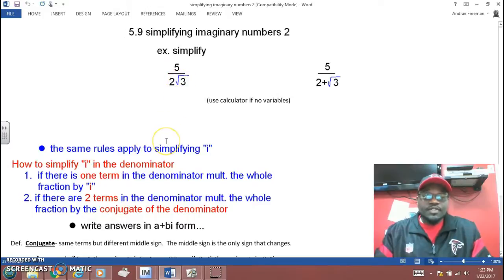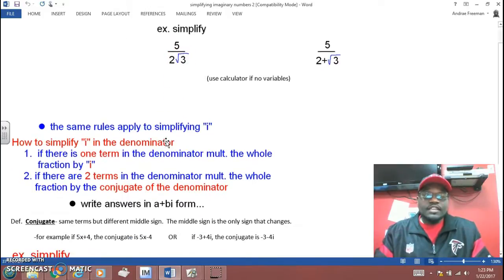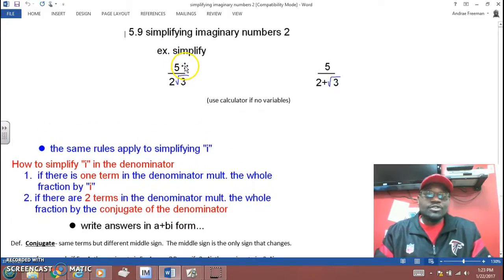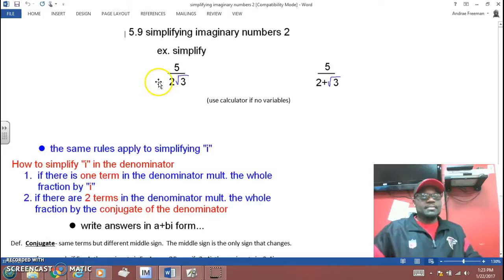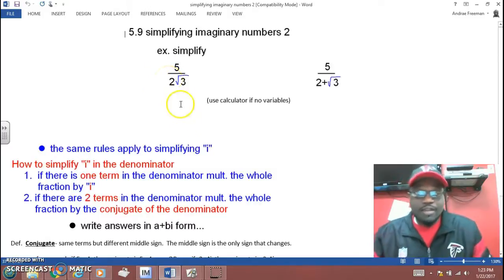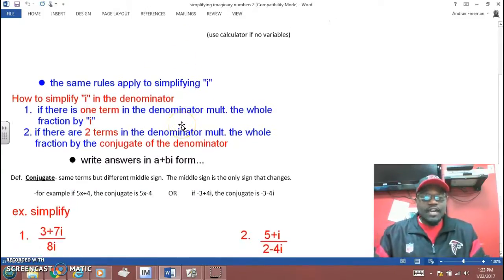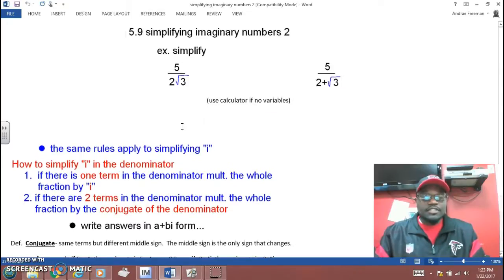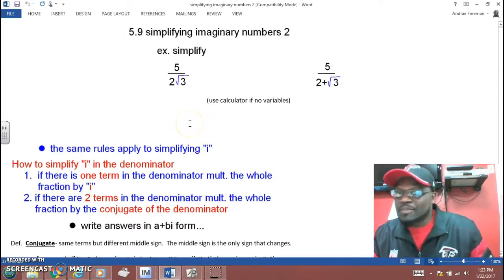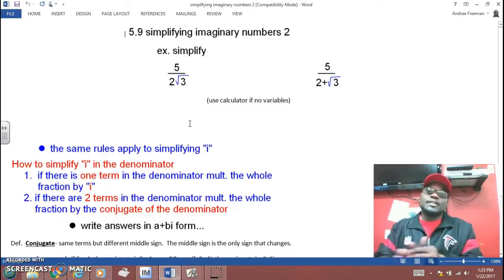Here's the deal. You never, ever, ever leave radicals in a denominator. It's just illegal in math. You never leave radicals in a denominator, okay? So that's very important. You might write that in your notes. You never leave radicals in your denominator. I was looking to see if I wrote it down, but I'm kind of getting ahead of myself with some of these notes, but I have to talk about it.